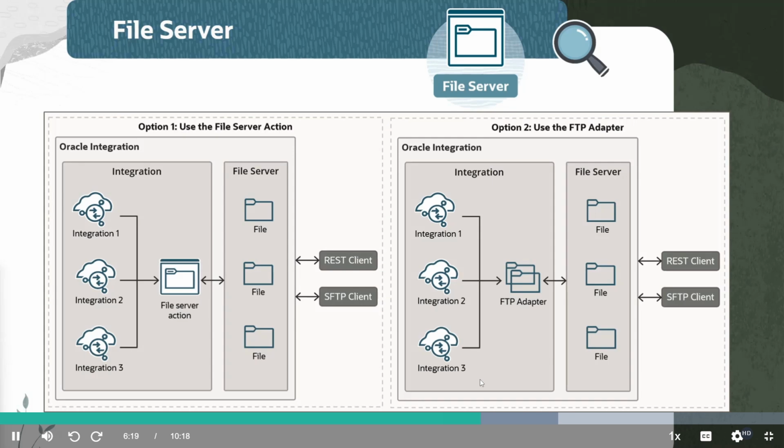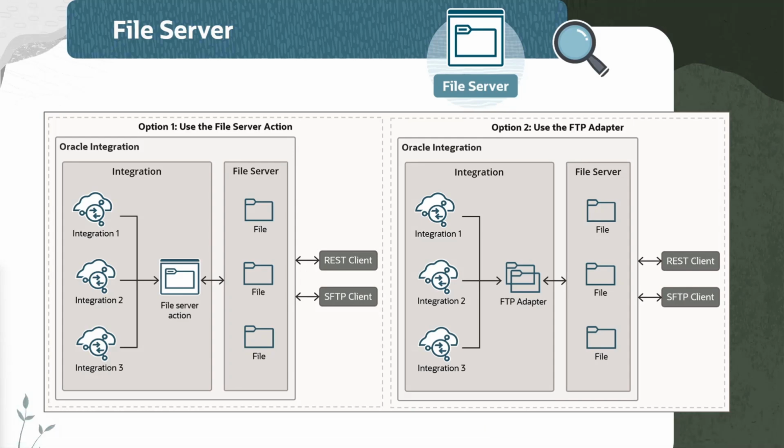Developers can then design integrations that process files in the embedded file server, where you have two options for connecting to it from an integration flow, the FTP adapter, and the file server action. This OIC feature eliminates the cost and operational expenses associated with hosting and maintaining a separate secure FTP server either in the cloud or on premises.